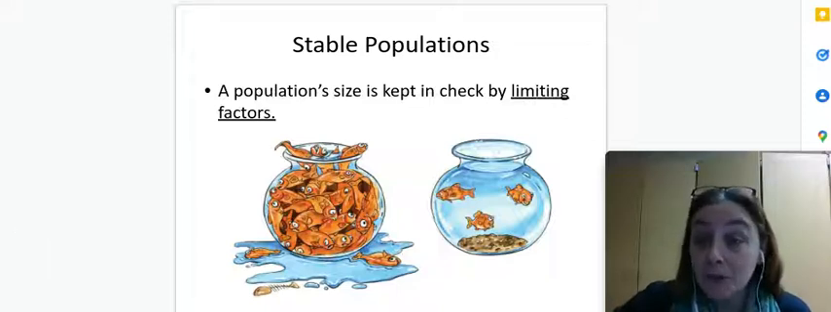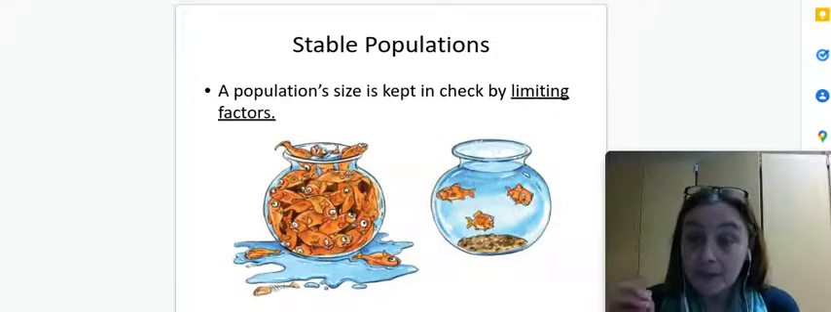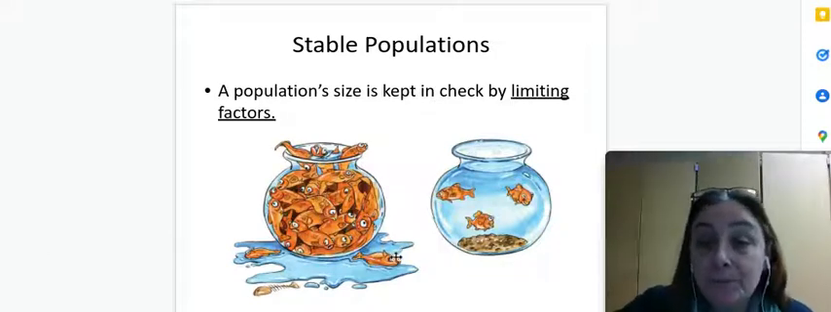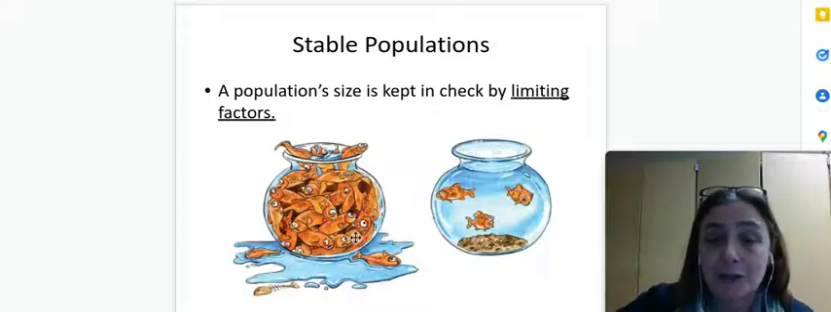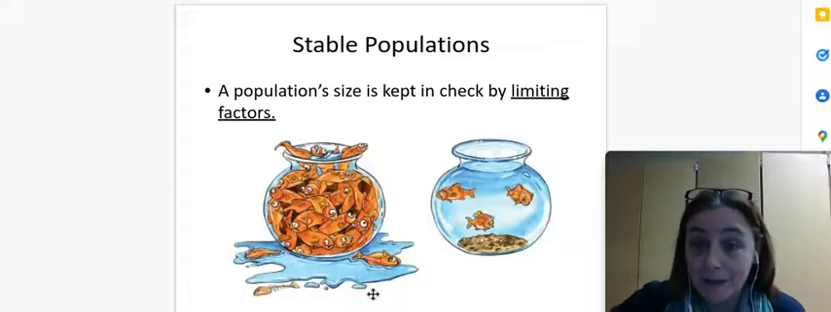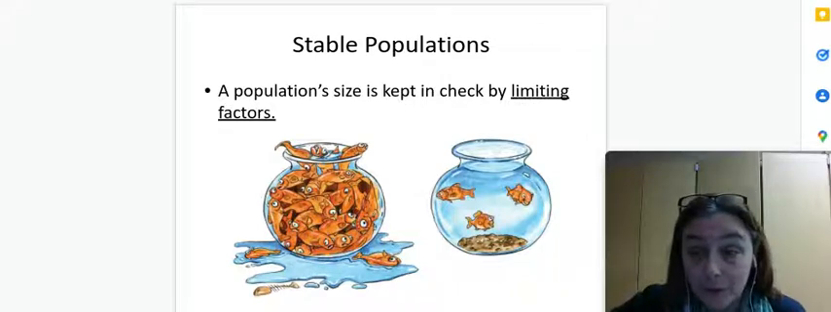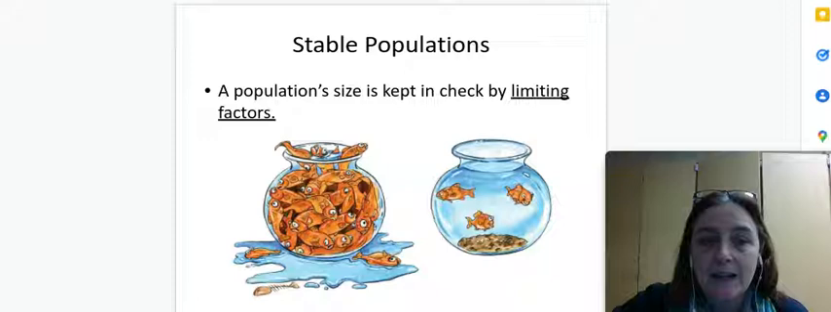So what keeps a population from becoming overpopulated is limiting factors. You can see here in the cartoon, space is an issue. There's only so much space for these fish, and that's a limiting factor. Some of them will die if there's not enough space. We have that issue with many different organisms out in nature, not just in a fishbowl.